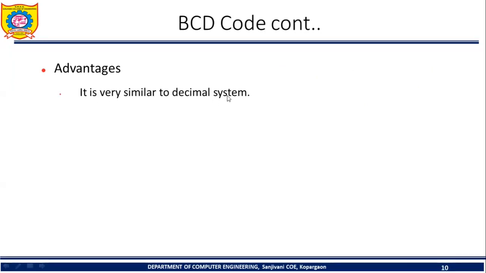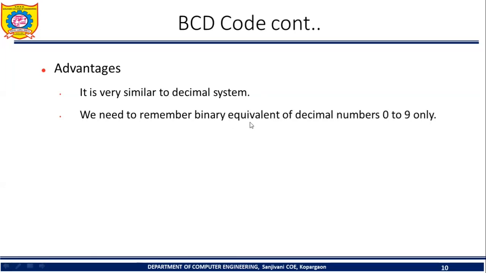It is very similar to the decimal system. Then we need to remember the binary equivalent of decimal numbers 0 to 9. If you know the binary equivalent of decimal numbers 0 to 9, you can represent any decimal number in BCD form. So that is the advantage of BCD code. If we consider these two processes, first converting decimal into binary, and second converting decimal into BCD, the second process is simple, because in order to represent any decimal number in BCD form, you must know the binary equivalent of only the decimal numbers from 0 to 9. If you know the binary equivalent of these 10 digits, you can represent any decimal number.